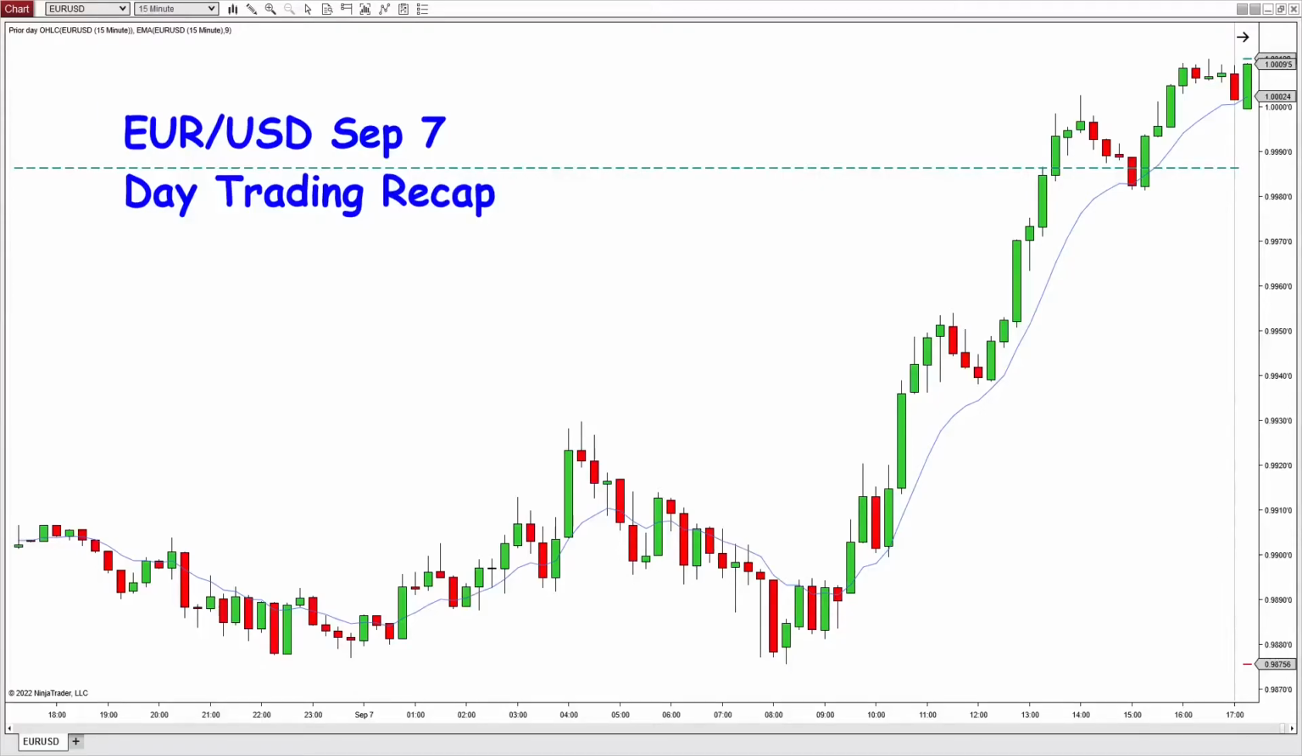Euro day trading recap on September 7th. This is the 15-minute chart. After the London Open, it tries to go up here, but slowly going down.